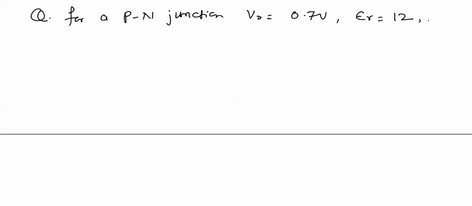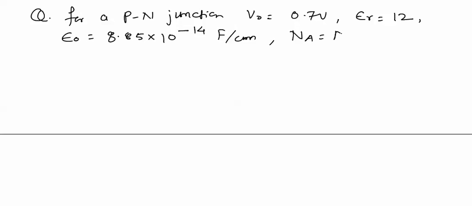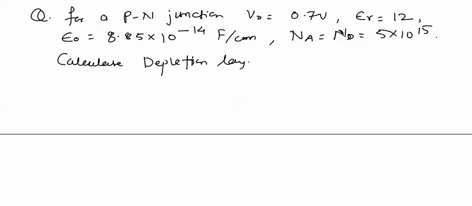Next problem. For a PN junction, V naught equal to 0.7 volt, epsilon R equal to 12, epsilon naught equal to 8.85 into 10 raised to power minus 14 farad per centimeter, Na equal to Nd equal to 5 into 10 raised to power 15. Calculate depletion layer width.